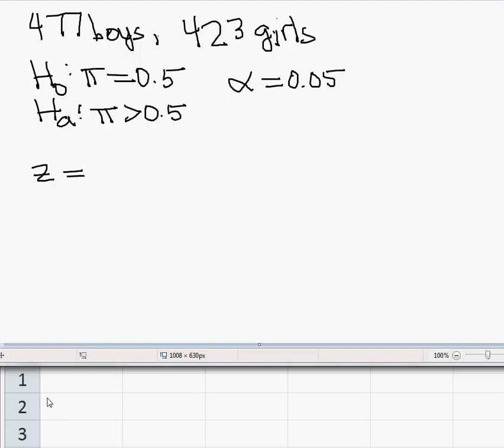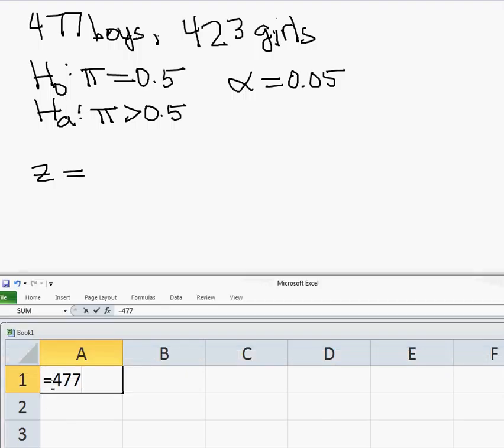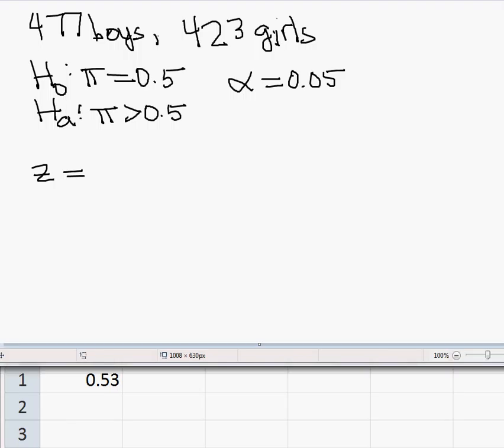Okay, so to do this, we first figure out the proportion of boys in the sample. So 477 divided by 900 is 53%. So we have the observed proportion of 0.53 minus the expected proportion of 0.5, divided by the standard error for the proportion.